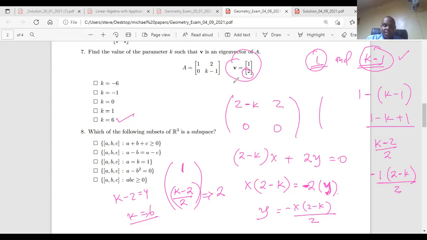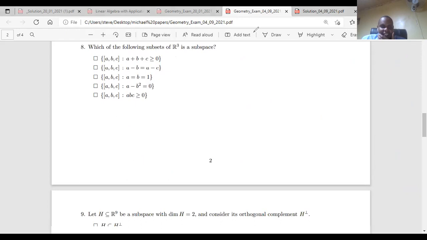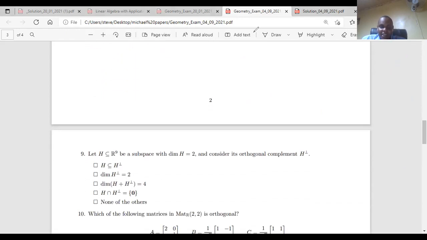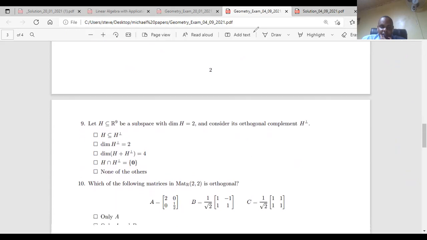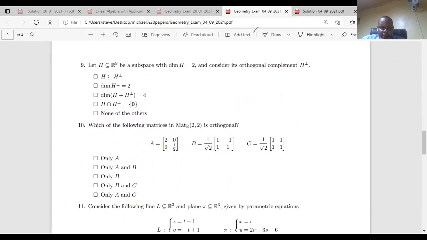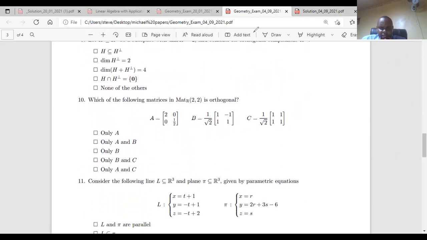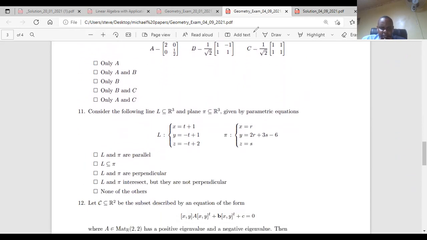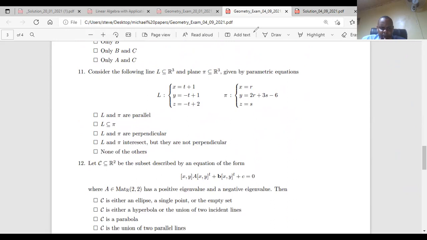So this paper has lifted your mood, right? Yeah. Number 8 is also so easy. We are going to use the definition of subspace. And then number 9, consider the orthogonal complement. Which of the following matrices is orthogonal? Easy peasy. Consider the following: given that parametric equation, L and pi are parallel. So this is about projections.